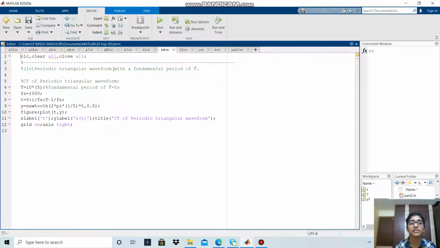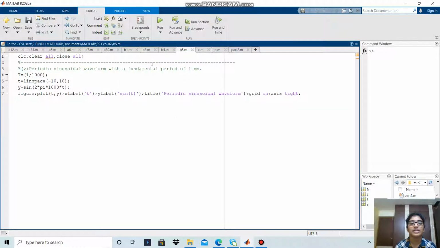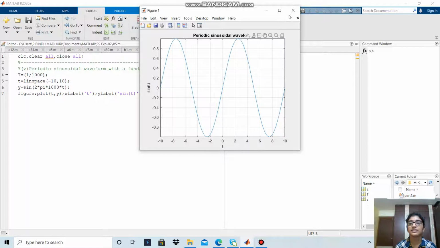Next one, the triangular waveform. Here I took sawtooth again, and the extra argument is 0.5, where the peak lies. This can be anything. I took it as 0.5. And here we get the triangular waveform. The next one is the sinusoidal, which is nothing but the sine function. So I took y equal to sine 2 pi into 1000 into t, where I took the time period to be 1 by 1000, that is 1 millisecond. We get the graph like this.